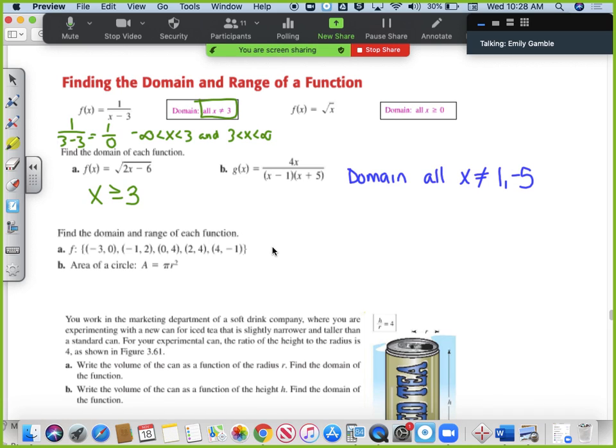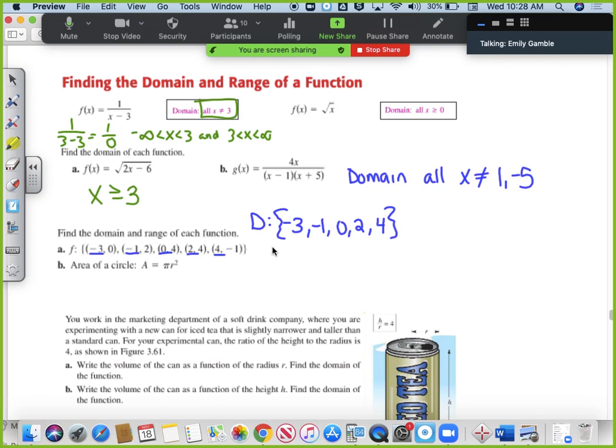For the domain, you just list the numbers in the x. You're supposed to list them from least to greatest, but honestly, I'm not going to be picky. The domain for ordered pairs, you just list all of the x numbers like so. The domain would be -3, -1, 0, 2, and 4.